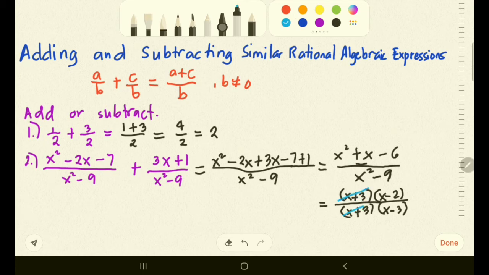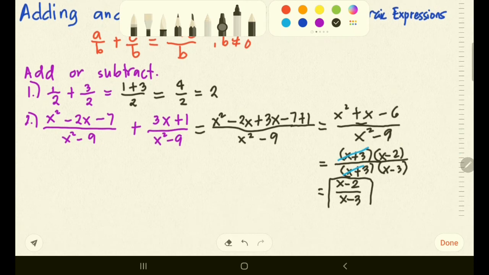Okay. So that means to say the final answer is x minus 2 over x minus 3. Okay. Let's have another example.